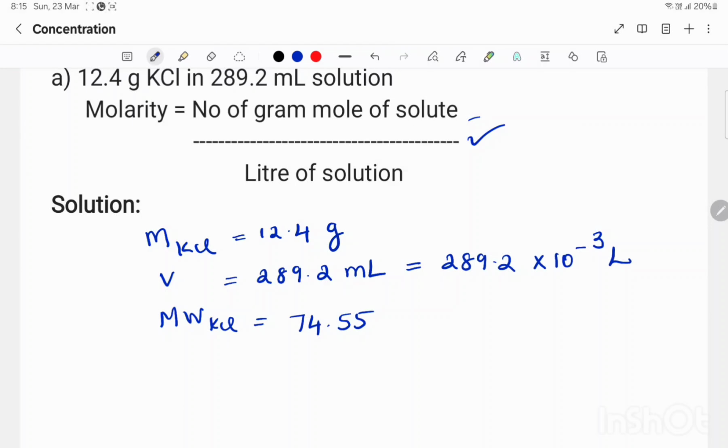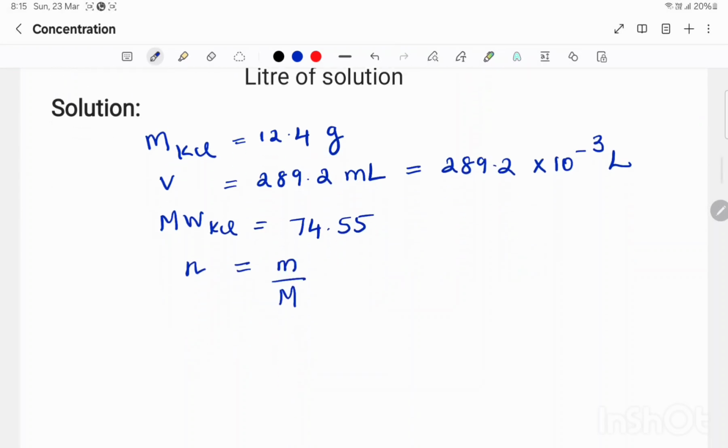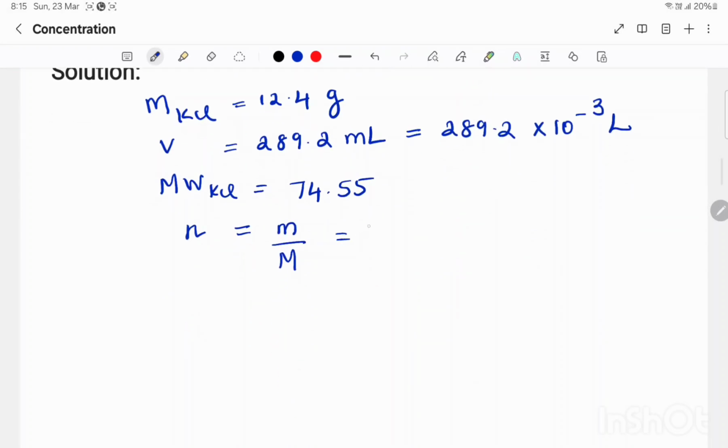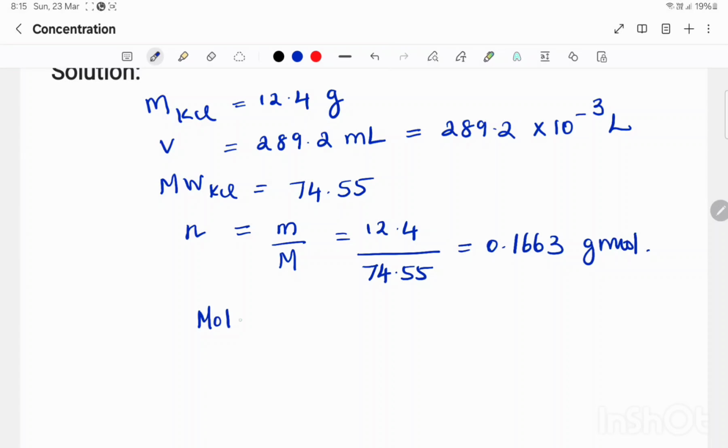First we need to calculate the number of gram moles of solute. So the number of gram moles of solute can be calculated by using the formula mass by molecular weight. Mass is given as 12.4 grams and molecular weight of KCl is 74.55. So the number of gram moles is 0.1663 gram mole. So now we have calculated the number of moles, then we can calculate what is molarity.